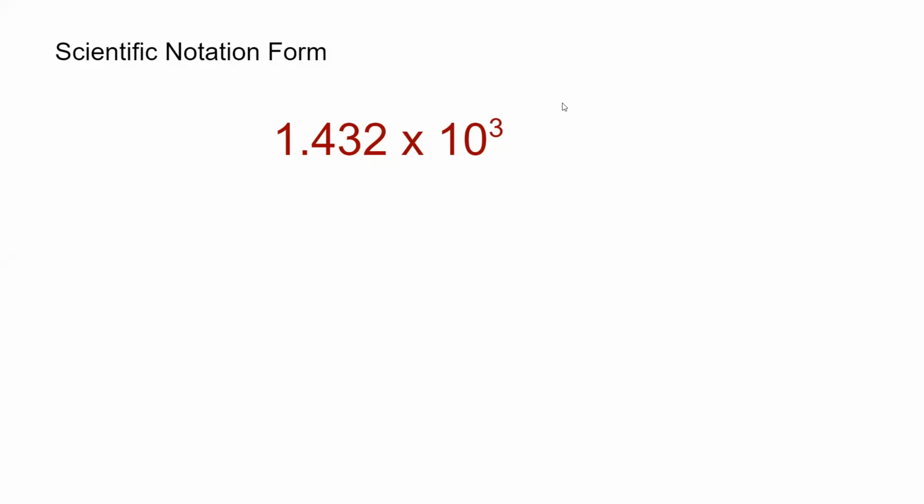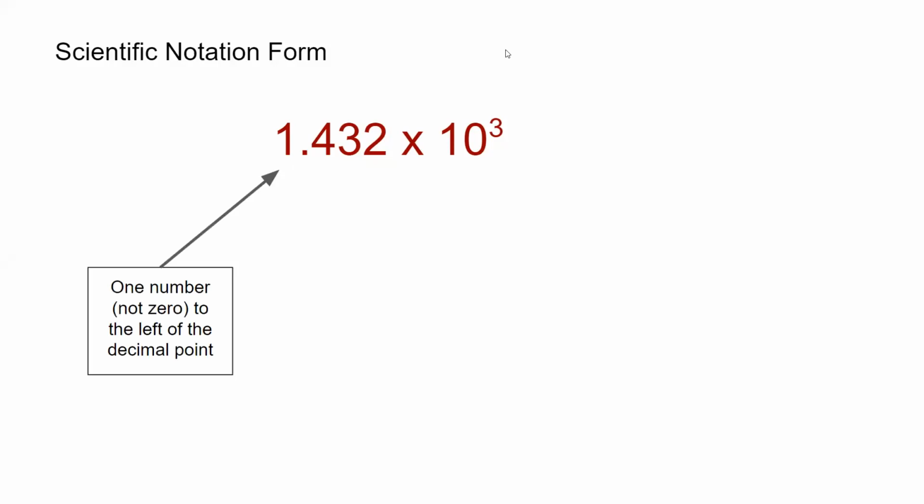So what are the characteristics that we're looking for in scientific notation? The first is that we only have one number or one digit to the left of the decimal point. In this example, we have a 1. It needs to be something between 1 and 9, but not 0. So that is a key characteristic.